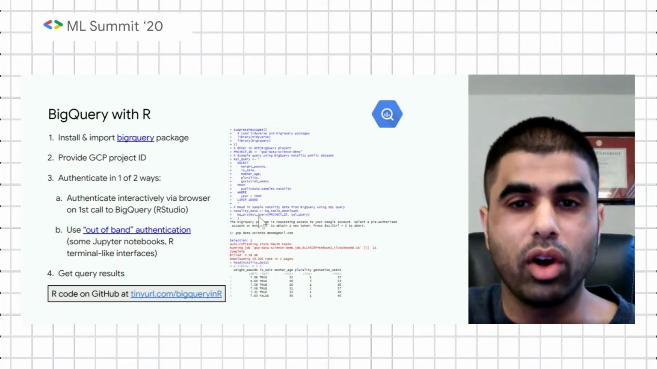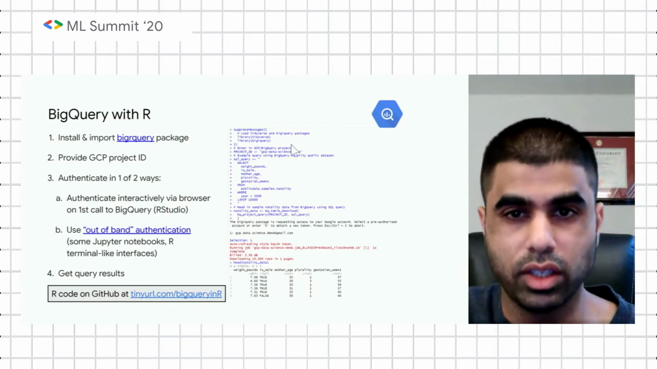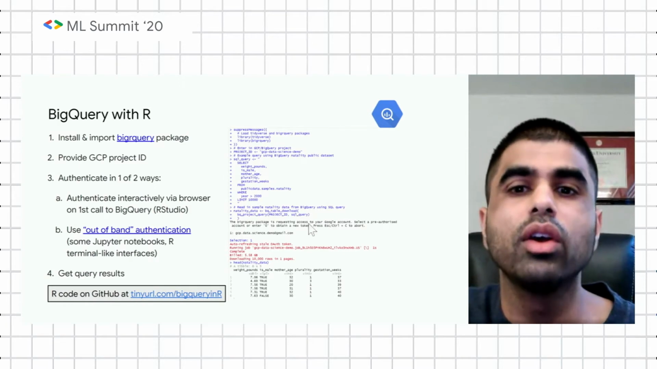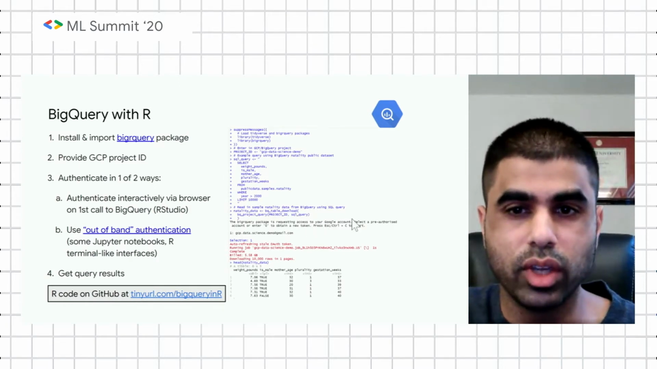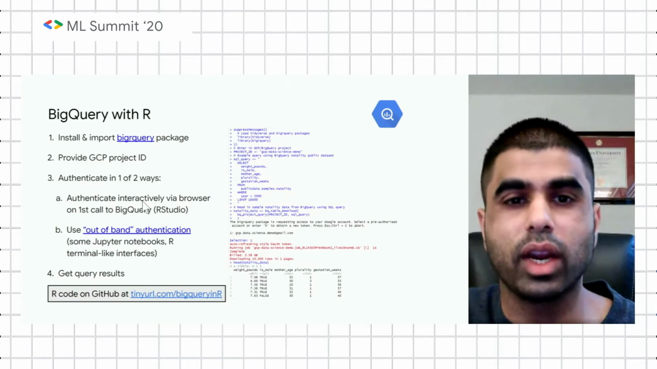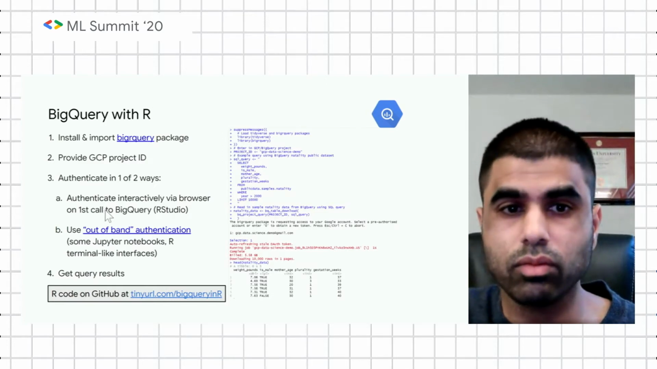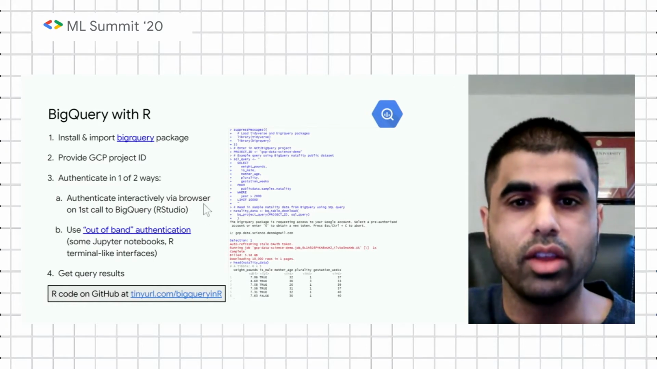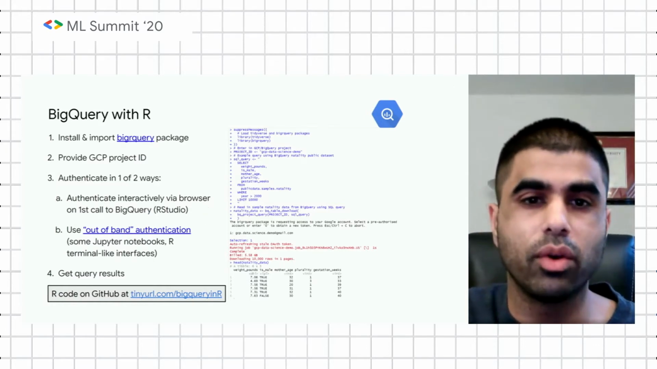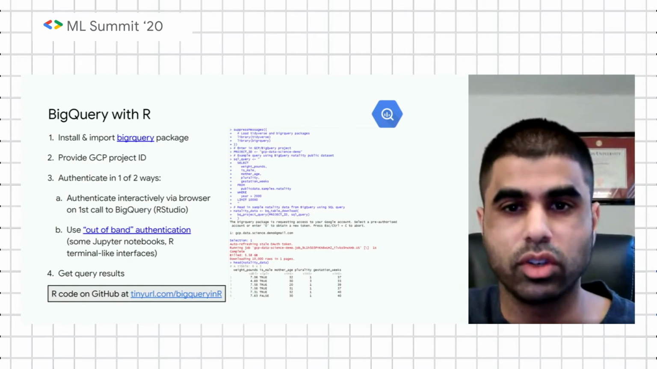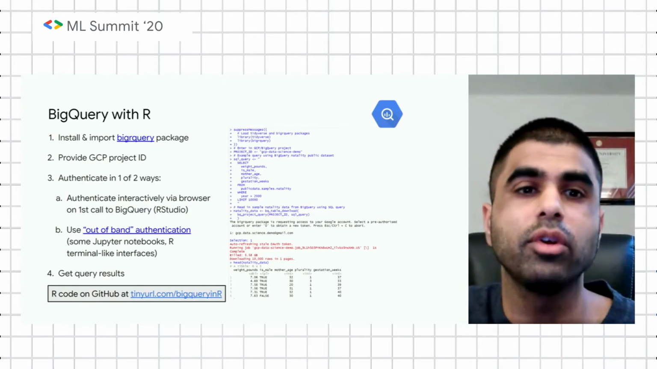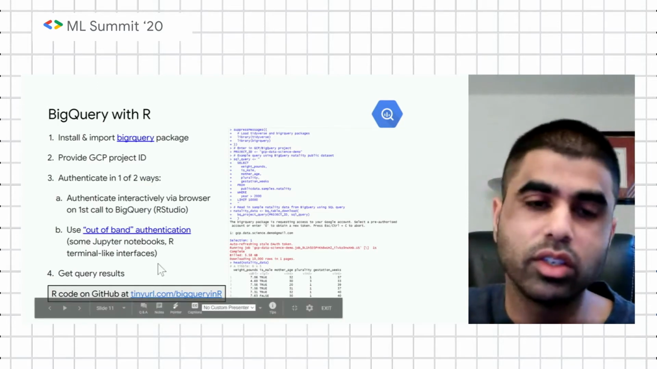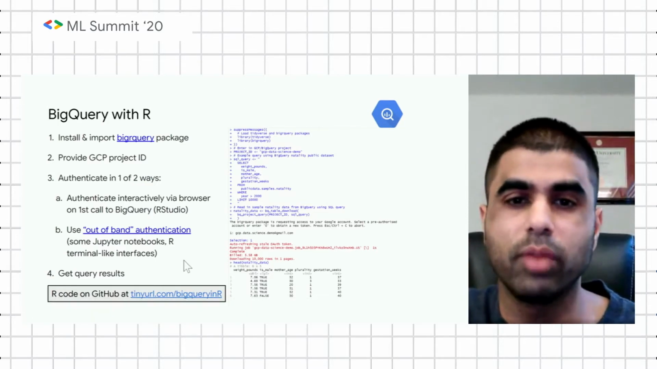Now, the first time you call this within each session, this is again an example from RStudio. It's different if you use notebooks. We'll go over that as well. It'll request access to your Google account, and you can authenticate interactively via the browser, or you can use out-of-band authentication. Basically, BigQuery needs to know who you are before it returns the results to R, and there are different ways to set that up. But it's managed fairly well by the bigrquery package. Once you do it once, you're pretty well set up to do it many times.